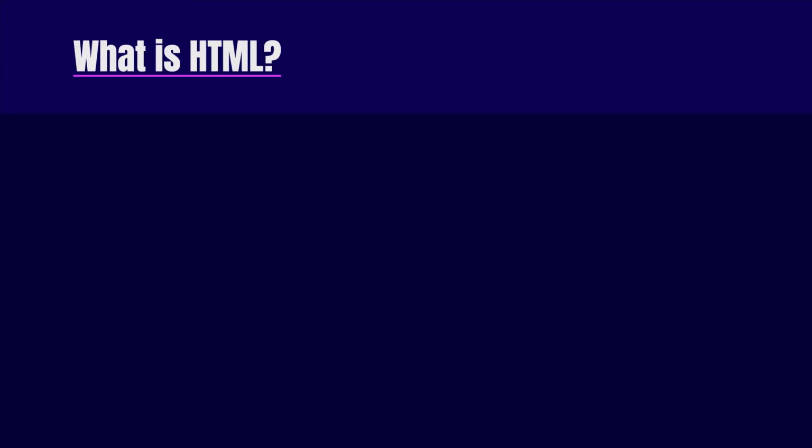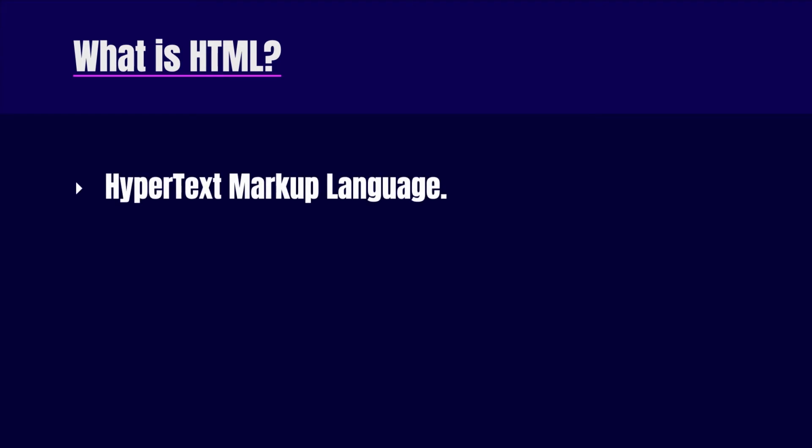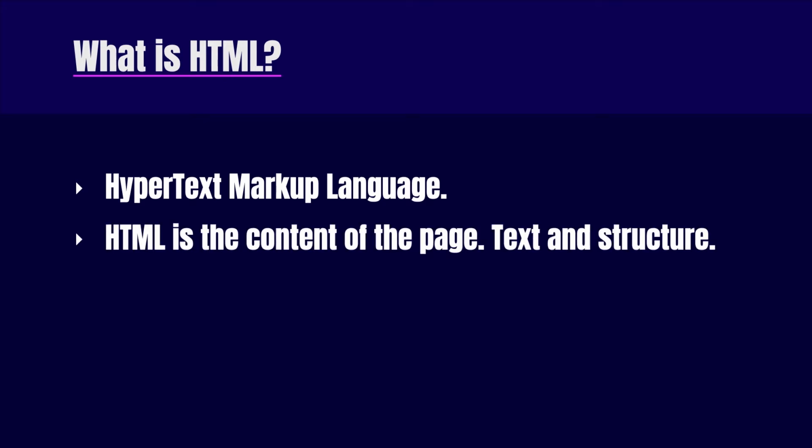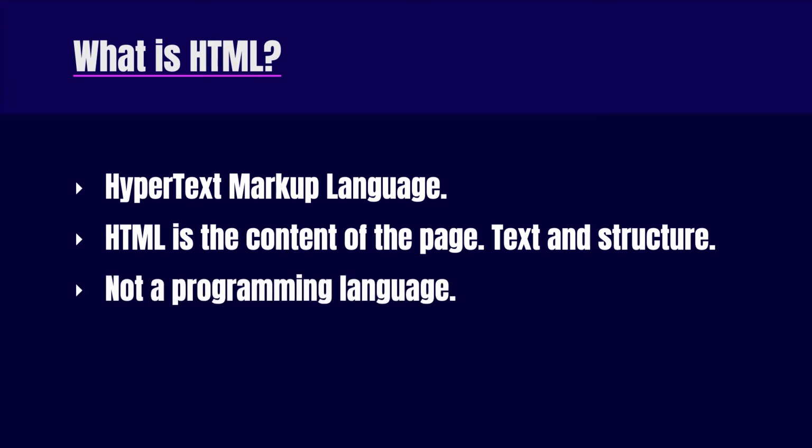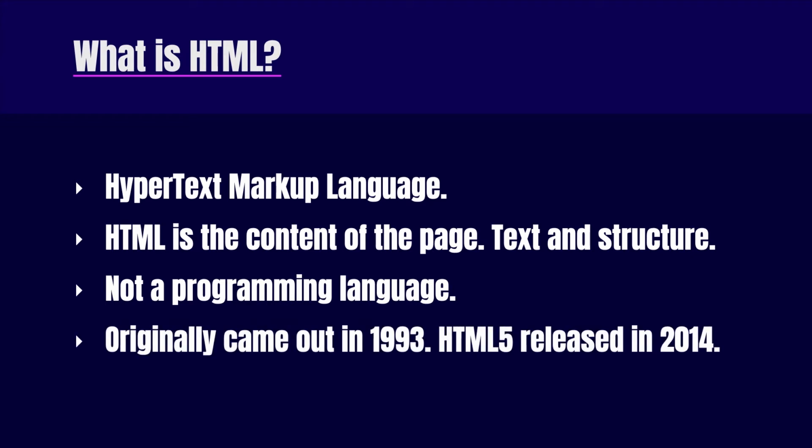Before we dig into the code, let's take a look at some of the fundamentals of HTML. First, what is HTML? It stands for Hypertext Markup Language. It is one of several types of markup languages. HTML is the content of the page, so it is the text and the structure. It is not the styling or the logic. That is CSS and JavaScript, respectively. It's also not a programming language. There is no logic to it, like in JavaScript. It is just a markup language. And a little history, it originally came out in 1993, and the 5th edition, HTML5, was released in 2014.